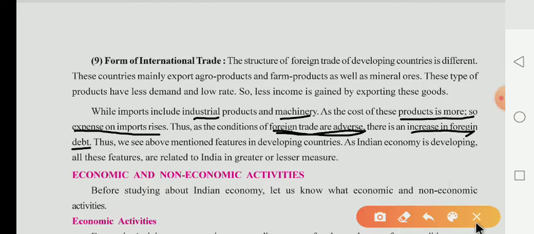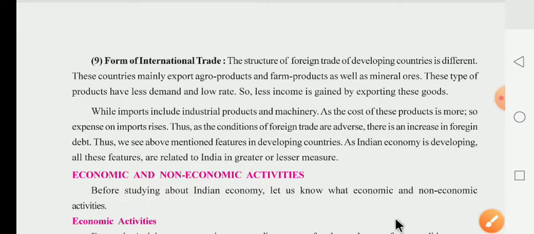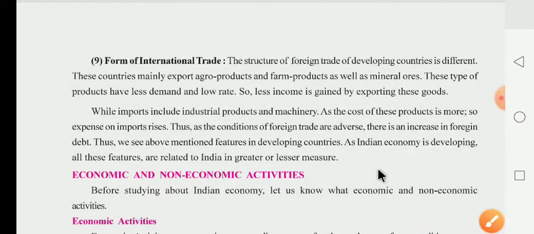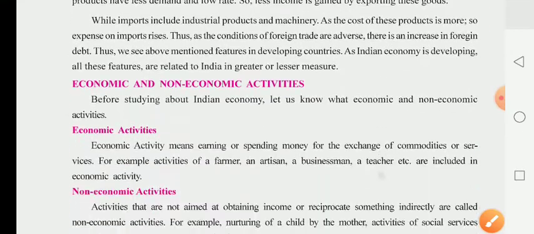Thus we see the above-mentioned features in developing countries, and the Indian economy is developing. This is the most important thing. All these features are related to India in greater or lesser measure.